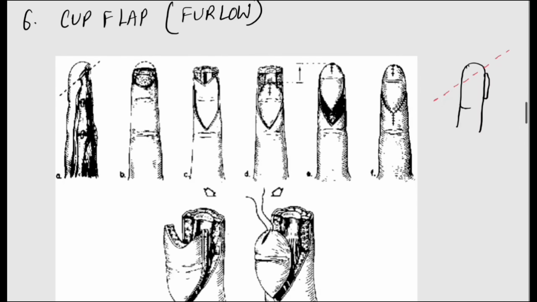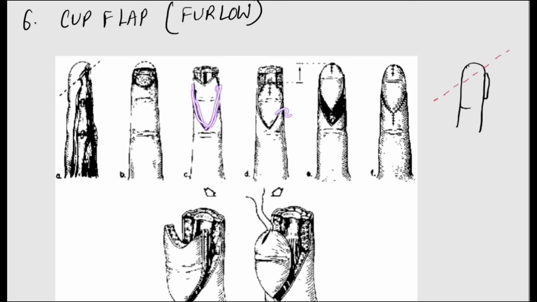Now coming to the Fourth Cup flap. This flap is more useful in case of oblique fingertip injuries where the volar part is more damaged compared to the dorsal part. Here we cannot use Atasoy flap with ease because the volar part is already damaged in large amount.